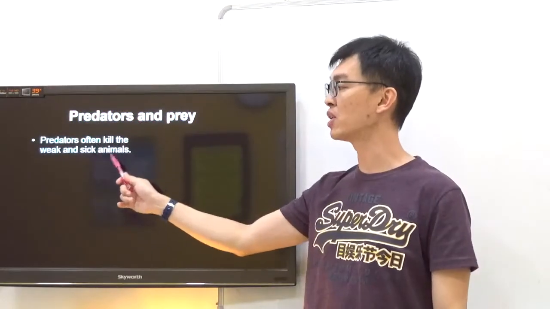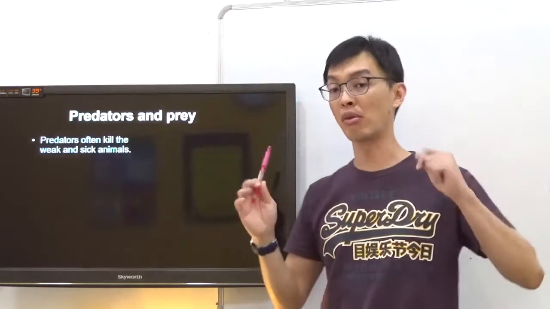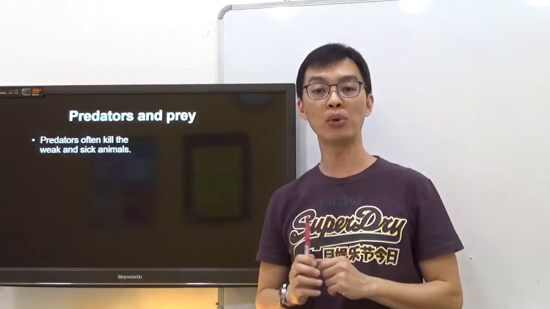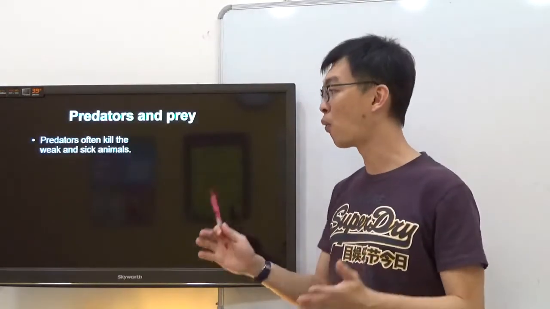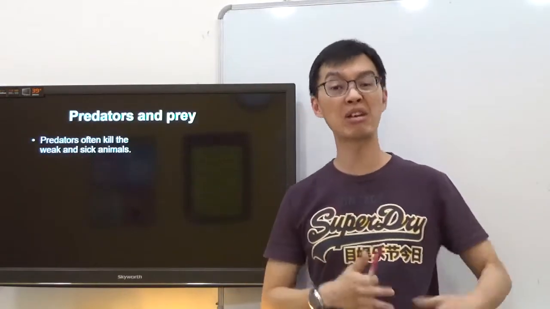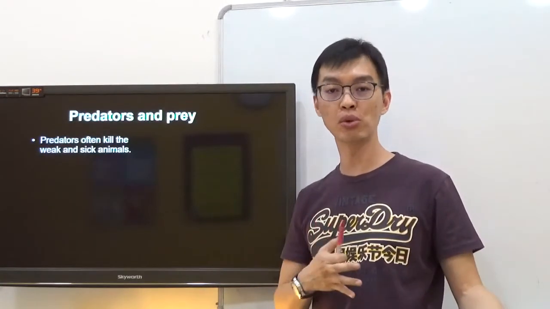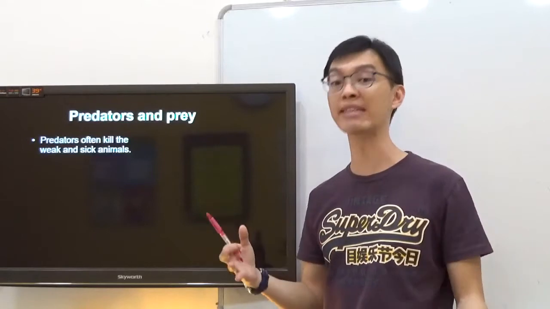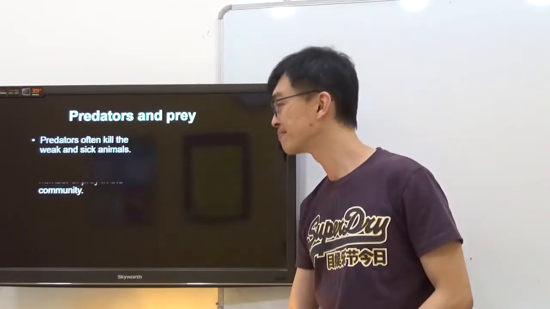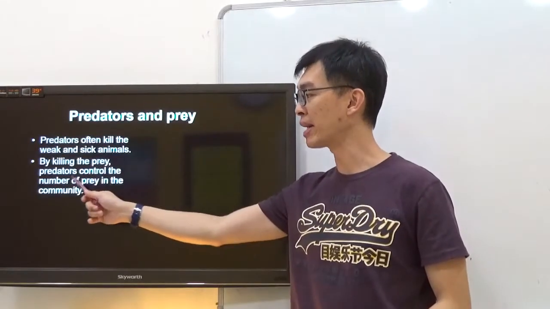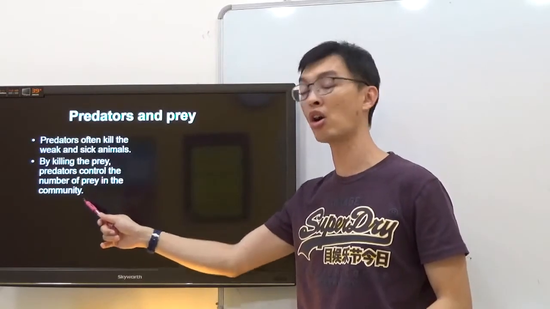Predators often kill the weak and sick animals. Now, in our previous video, we mentioned the sick, the weak are the ones that are often killed because they can't run fast enough. The adult and the young are the ones that usually can survive. Right now, by killing the prey, predators control the number of prey in the community.